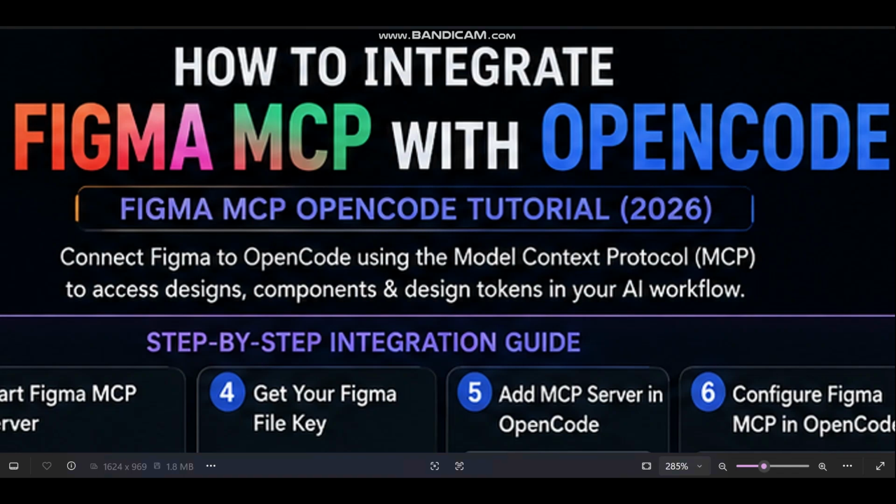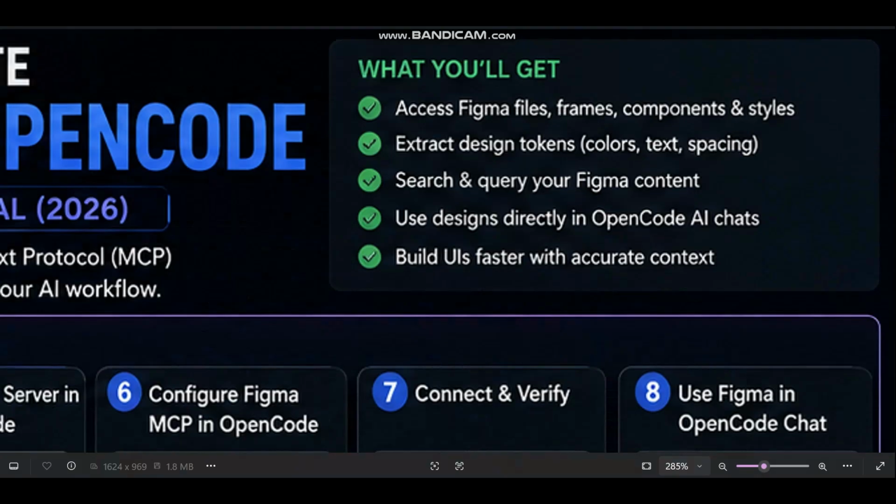In today's video, we are going to understand how to integrate Figma MCP with OpenCode. Before we start, let's check some points. Access Figma files, frames, components, and styles. Extract design tokens, and search and query for Figma content. Use designs directly in OpenCode AI chats and build user interfaces faster with accurate content.